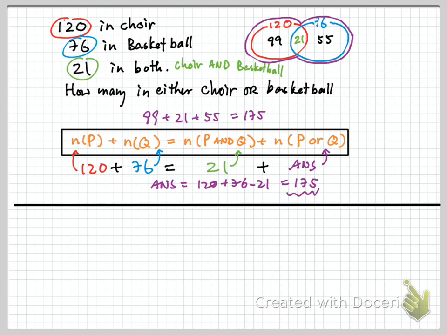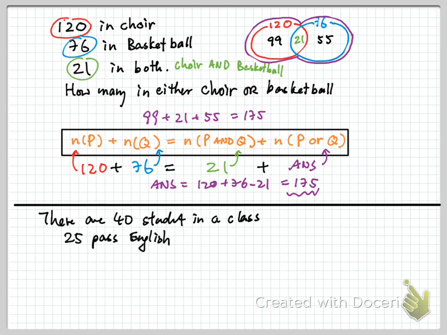So let's try another example. For example, there are 40 students in the class. We have 20 of them pass English. We have 31 pass Chinese. We have 17 pass in both subjects. The question is, how many failed in both subjects? How many fail in both subjects?